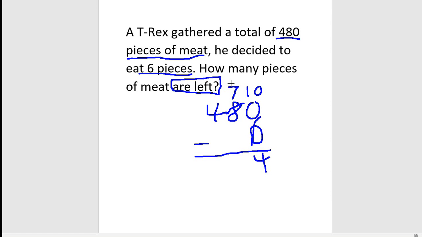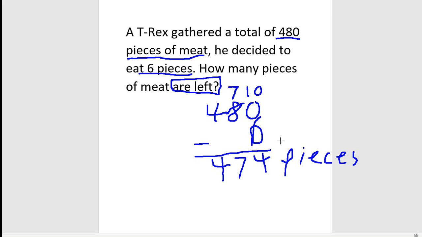And now we have nothing else in the tens column here, so the 7 can move down here. And then we have nothing in the hundreds column, so we can move that down as well. So we have a 4 in the hundreds column. And so we know that's 474 pieces. Sorry for the little bit goofy spelling, but yes, there's 474 pieces left.